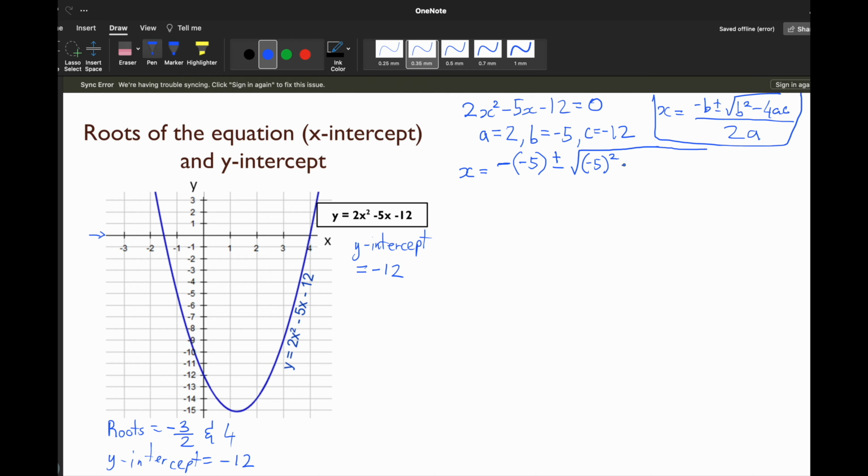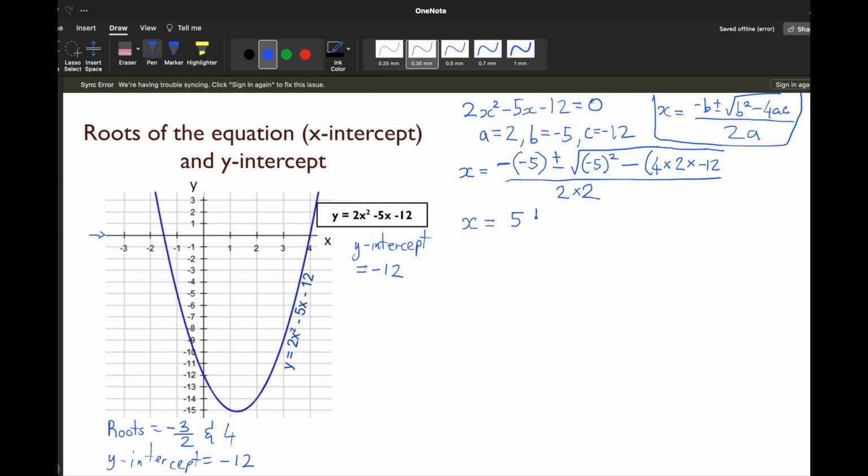So then now I'm going to subtract 4 times a times c. So 4 multiplied by a, what is the value of a? 4 times 2. And then we are multiplying that by c, which is what? Negative 12. Okay, so then all of this is going to go under 2 multiplied by a, which is 2. All right, so we set up our equation and we're ready to go. So we have x now, which is equal to minus negative 5, which turns to what? Positive 5. And that only happens in this case because b has a negative. If b was positive, we would have left it as minus 5.